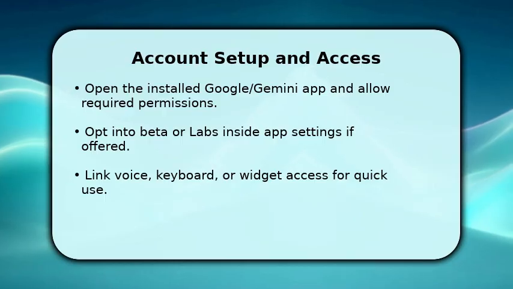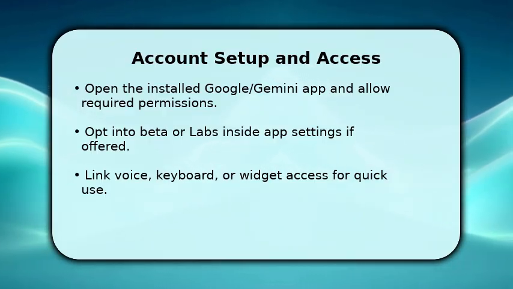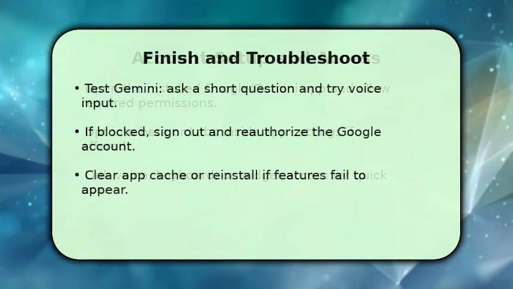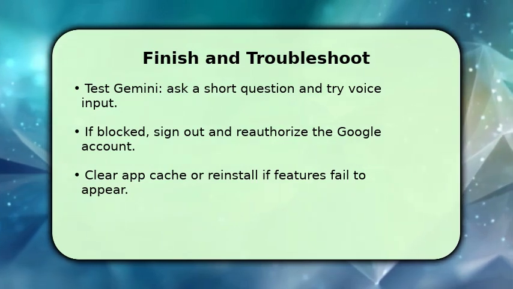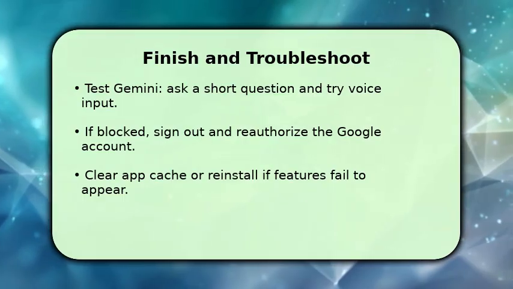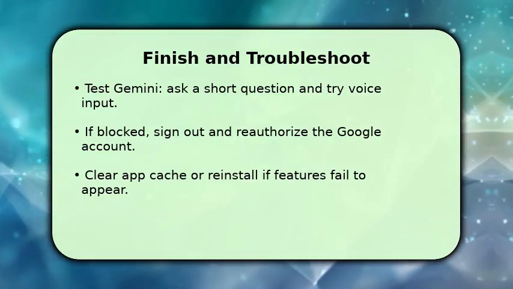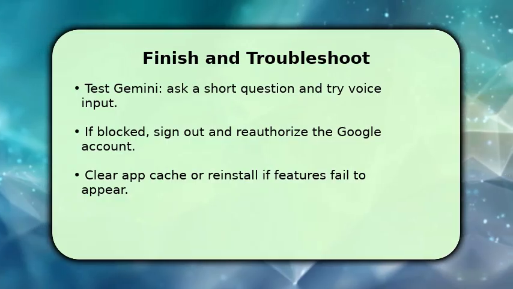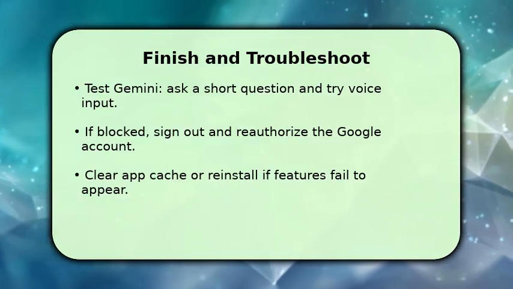Make sure to restart the app after changes to apply permissions, and finish by testing basic functions. Ask Gemini a short question, try voice input, and use the widget. This proves end-to-end access. If you see access blocked or features hidden, sign out, reboot the phone, and sign back into your Google account to refresh tokens.